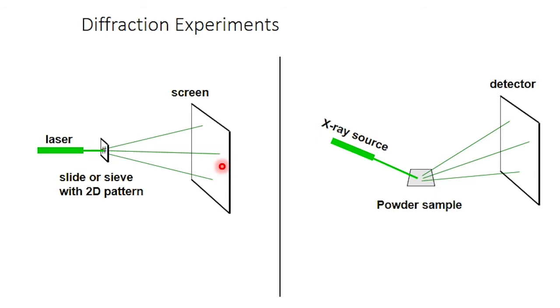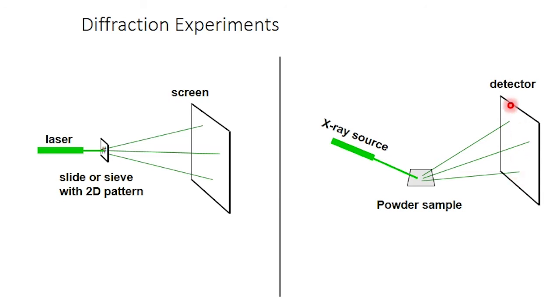With the X-ray diffraction experiment, we're doing something similar. We are typically not doing a transmission experiment. As you see on the left, we're doing a reflection experiment. So the X-ray source hits our sample, and we get these diffraction spots on the detector.